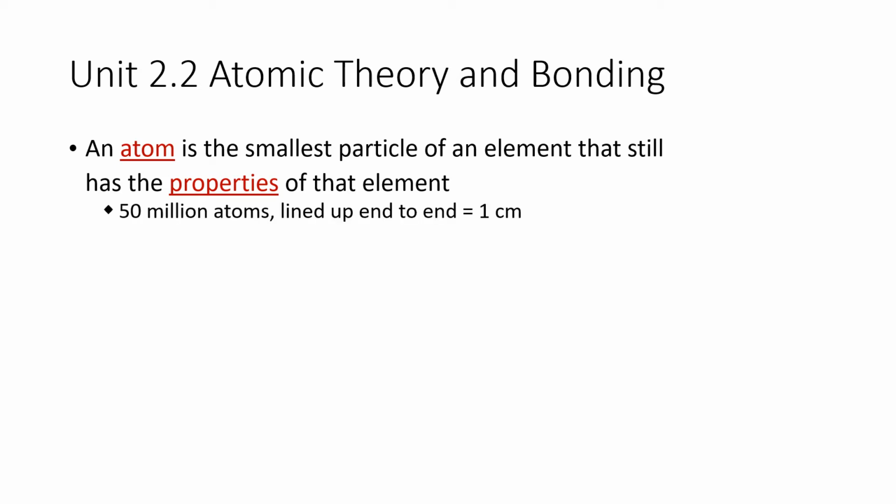Atoms are really, really small. If you took 50 million of them and you lined them up end to end, it would be a centimeter. So itty bitty. And when we talk about atom, we're talking about the protons, neutrons, and electrons that together make them up, which are our subatomic particles. So protons, neutrons, electrons, quarks that make those things up are subatomic particles, so they on their own do not have the properties of the element.